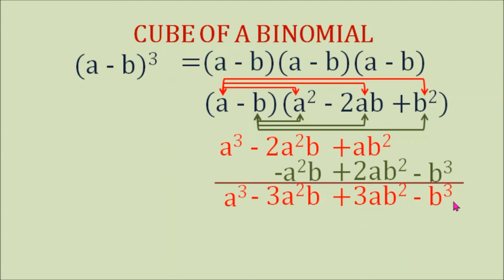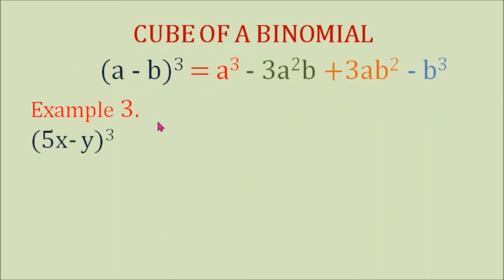Then we have here the coefficient of the second term is -3, and the coefficient of the third term is +3. We are going to use this pattern in finding the cube of the difference of two terms. Example number 3. The quantity 5x minus y cubed.